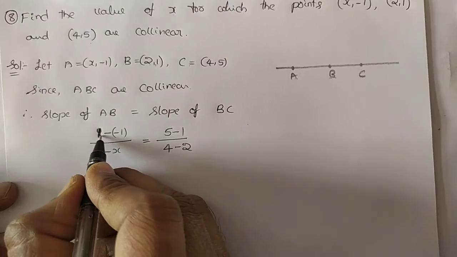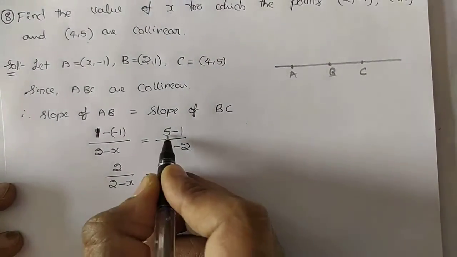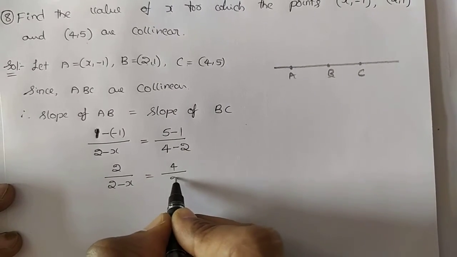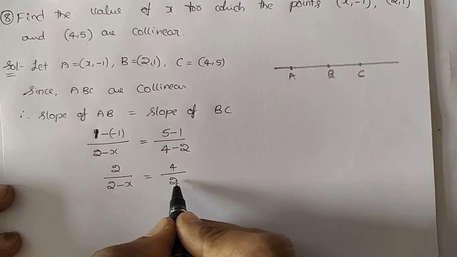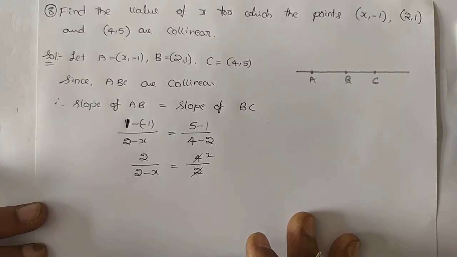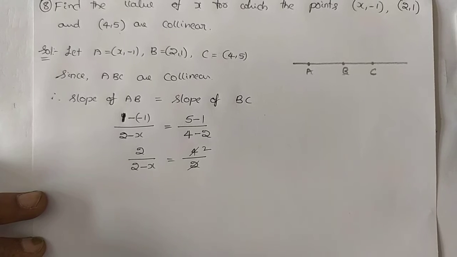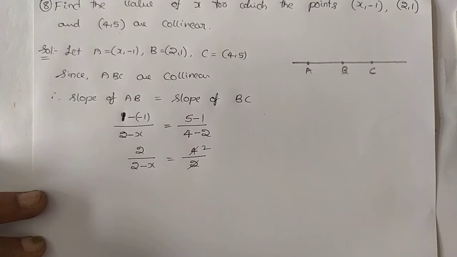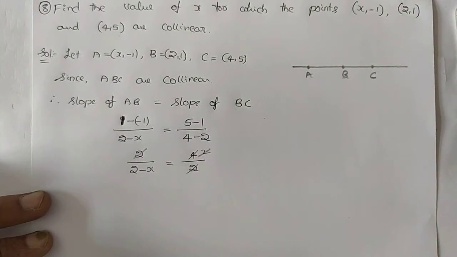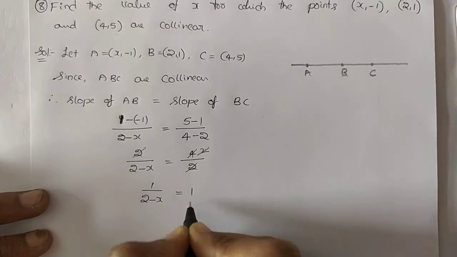Now simplify it. 1 minus of minus 1 is plus 2, divided by 2 minus x, equals 5 minus 1, which is 4, divided by 4 minus 2, which is 2. 2 ones are 2, 2 twos are 4. Next, this 2 will get cancelled. We found 1 by 2 minus x equals 1.